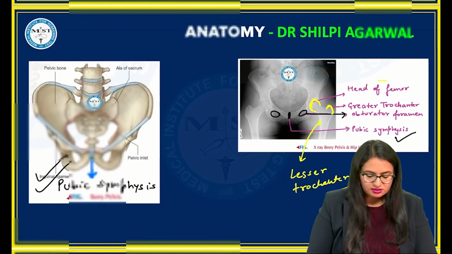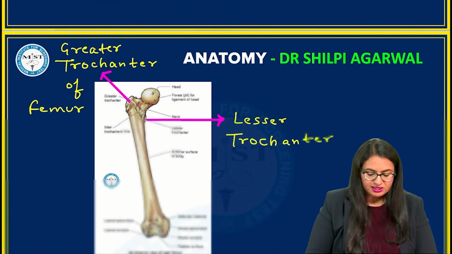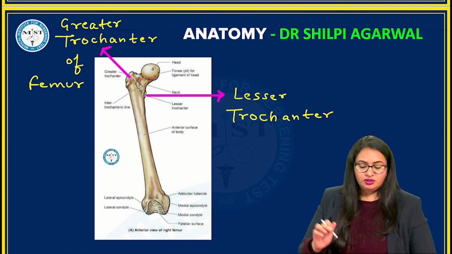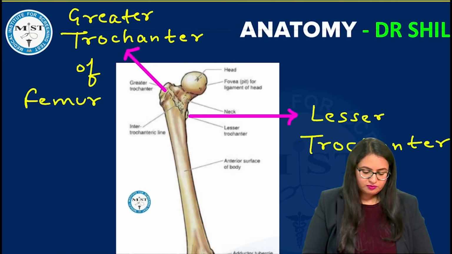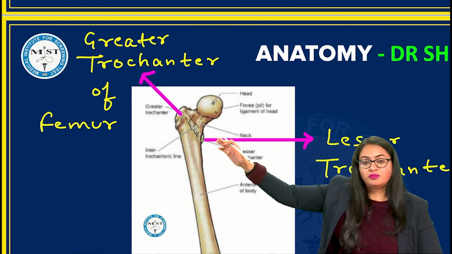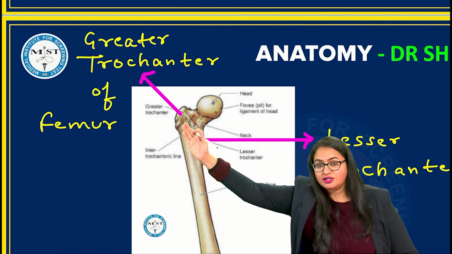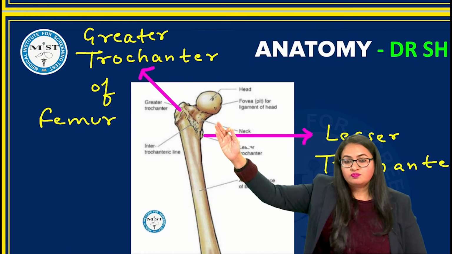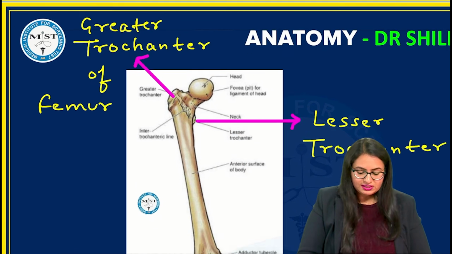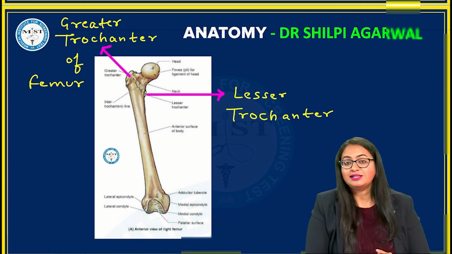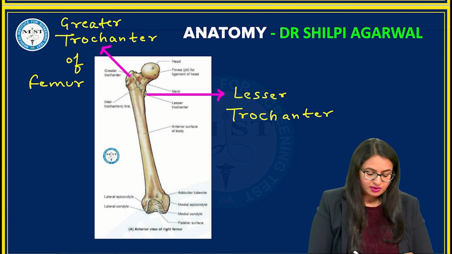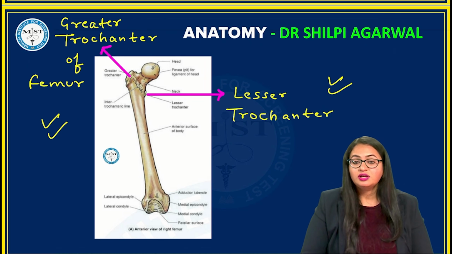So when we see the femur, let us see the femur separately. This is the femur bone, and towards the upper end of the femur bone, you can see the big prominence which is present over here. This is the greater trochanter, and a small prominence which is seen on the medial side is the lesser trochanter. Both the landmarks are very, very important for the femur.